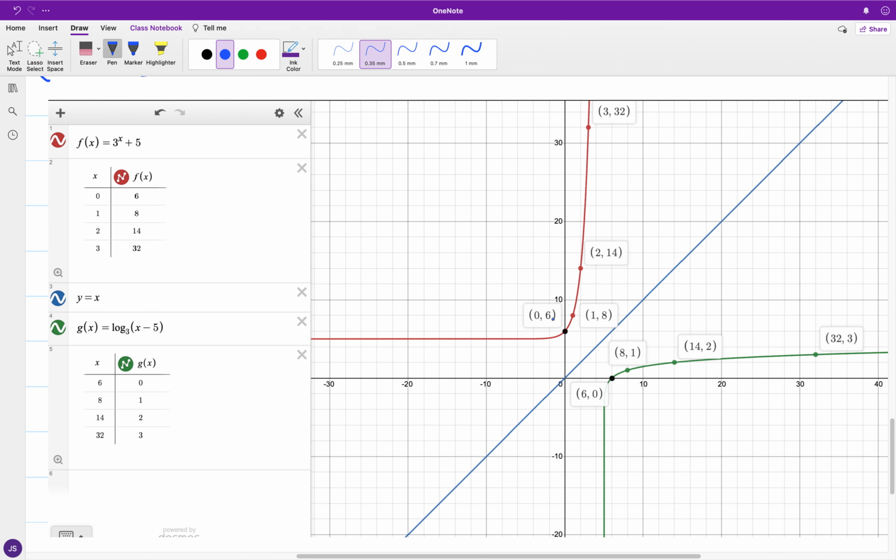1 plus 5 is 6, and we got 3 to the first is 3 plus 5 is 8. 3 to the second is 9 plus 5 is 14. 3 cubed is 27. 27 plus 5 is 32. So we have these respective ordered pairs.